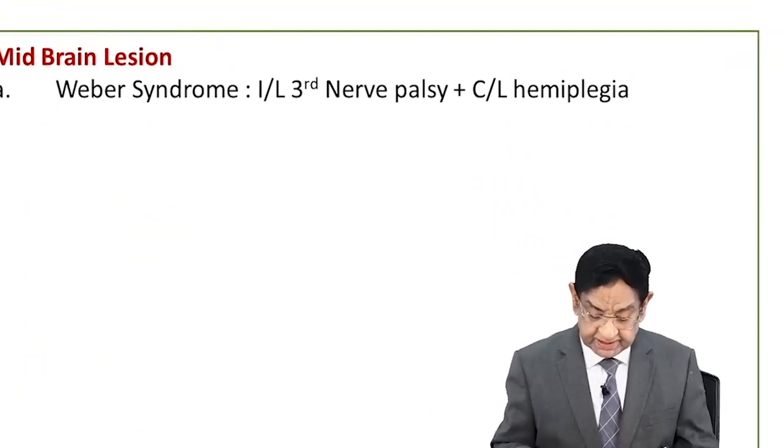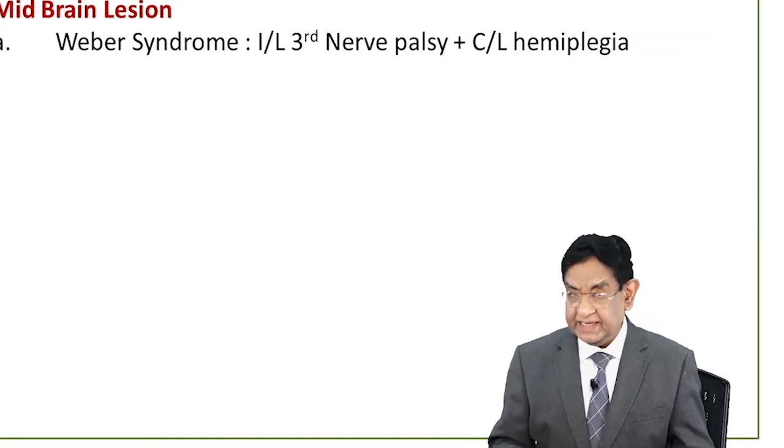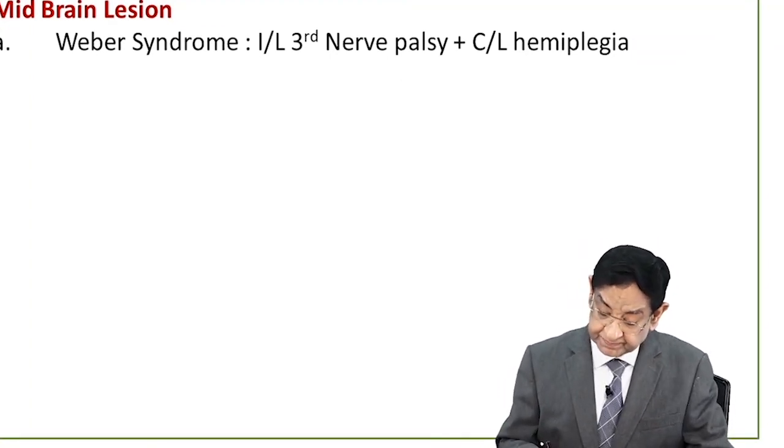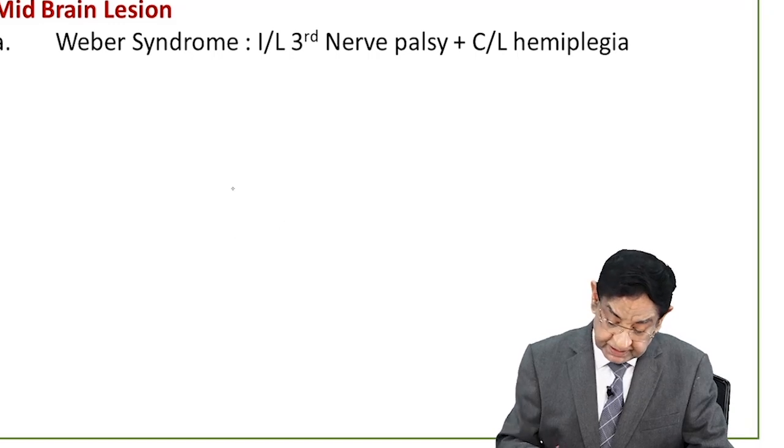Then let's talk about some lesions in the midbrain. Again, let's go to the basic concept. Okay, midbrain.